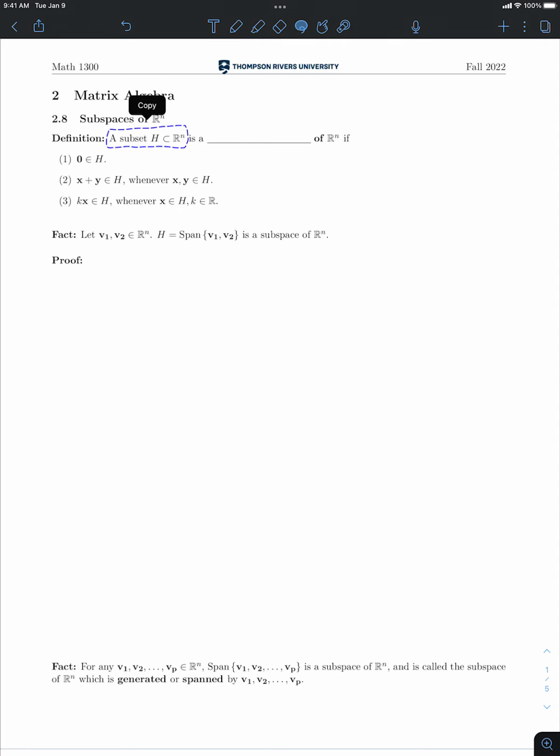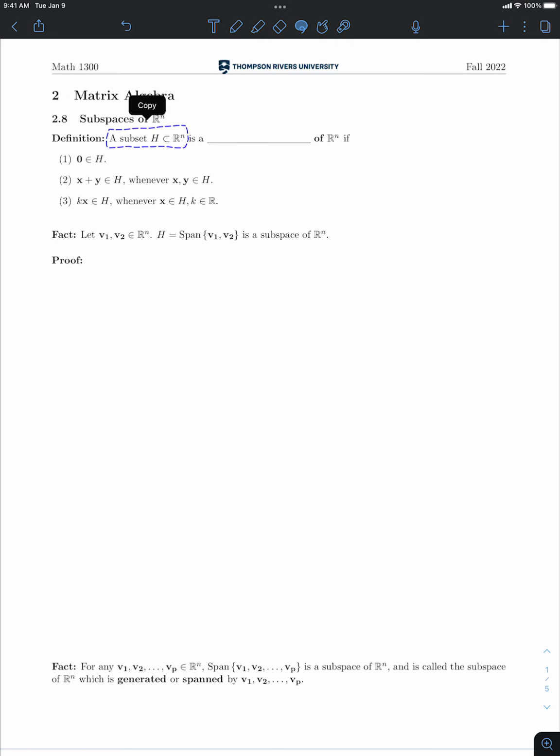So what does it mean to be a subset of Rn? It just means that H is a collection of vectors. It might have just a few vectors. It might have many vectors. It might have infinitely many, in fact. There's a lot of different possibilities at this stage. But the idea is you've got a collection of vectors and they all happen to be in Rn, which means they have n coordinates, whatever n might be.